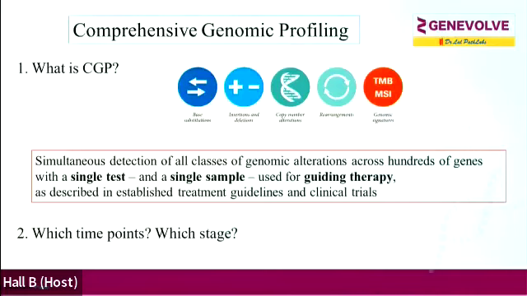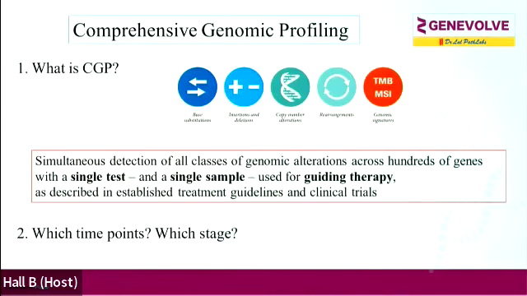So what is a comprehensive genomic profiling? When there is a simultaneous detection of all classes of genetic alterations in the form of mutations, insertions, small indels, copy number variations, gene fusions or rearrangements, tumor mutation burden, microsatellite instability, all of these in one assay, then that's a comprehensive tumor genomic profiling that we're looking at.